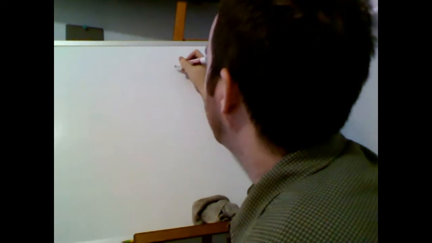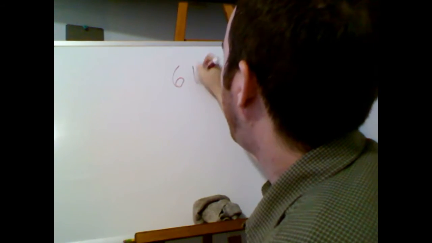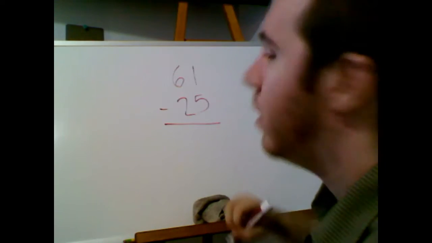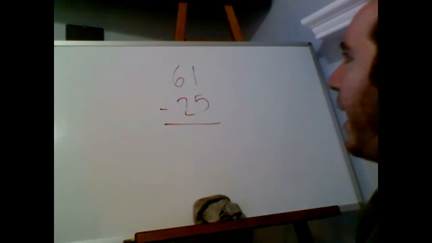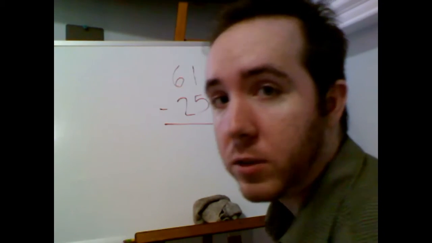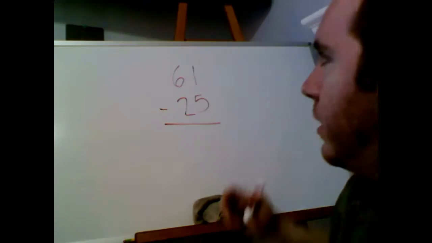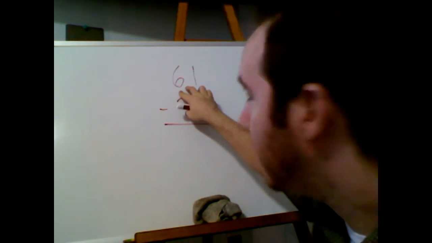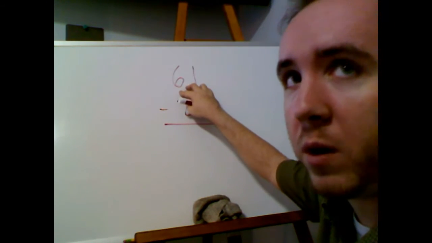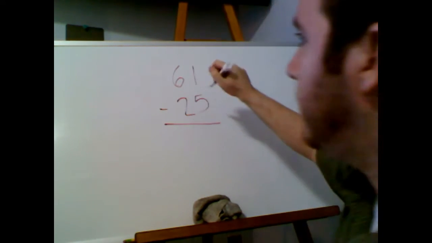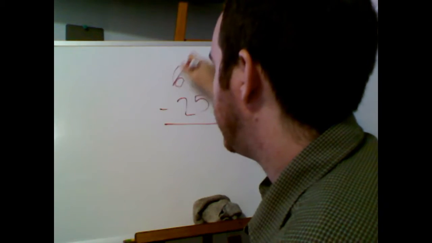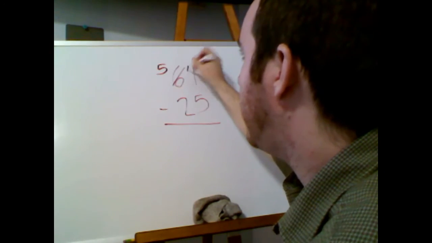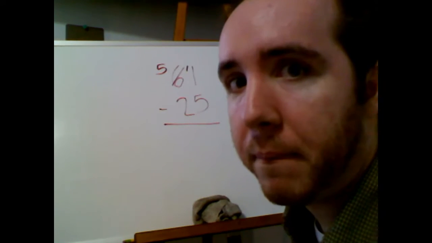Let's say we want to do 61 minus 25. Okay? Now we can't do 1 minus 5. But fortunately, if you think about it, this is not a 6, it's a 60. So, if we wanted 1 to be bigger, we can take 10 away from 60 and turn it into a 50. And take that 10 and put it on my 1 to make an 11.